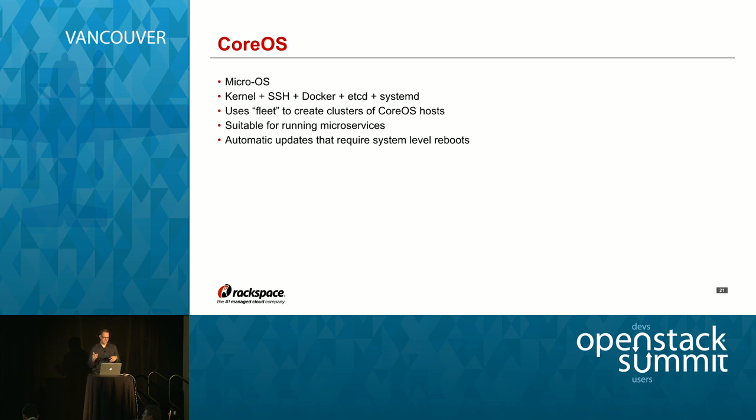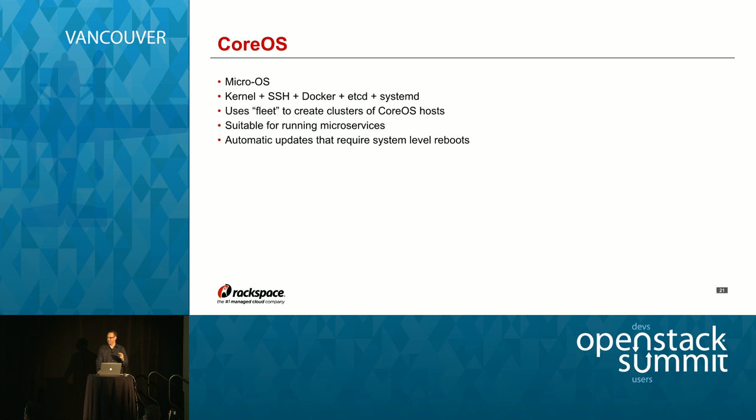CoreOS has another software called Fleet that you use to make a cluster of CoreOS nodes, which then you can distribute work onto. And this is suitable if you're running microservices. And you can set the hosts to automatically update themselves so that you're always running the most current version of code. If you decide to use that option, that can be tricky if you're running pets.